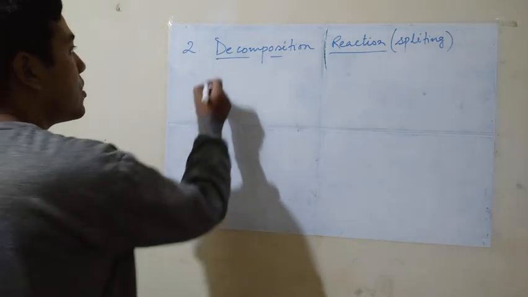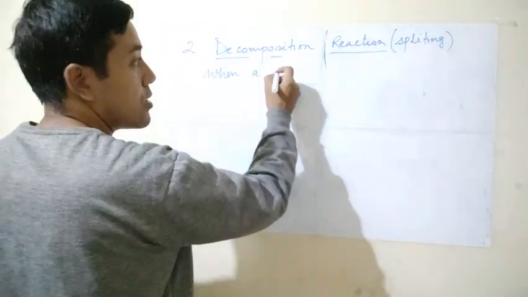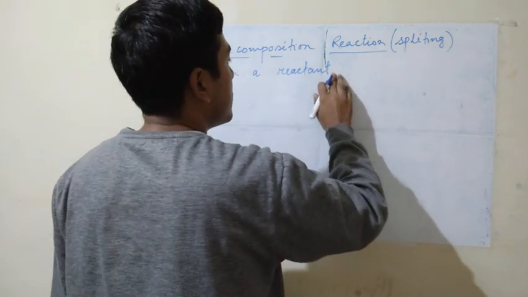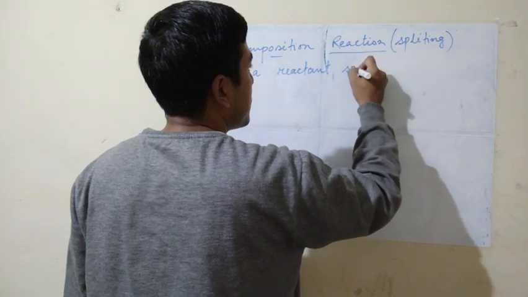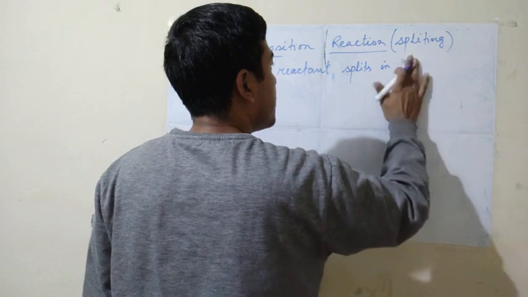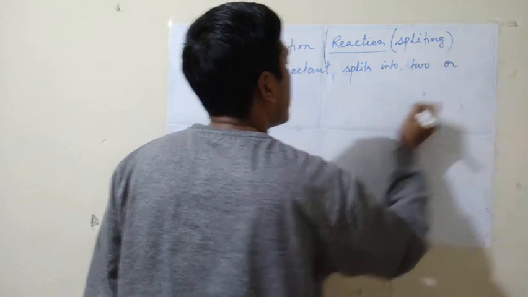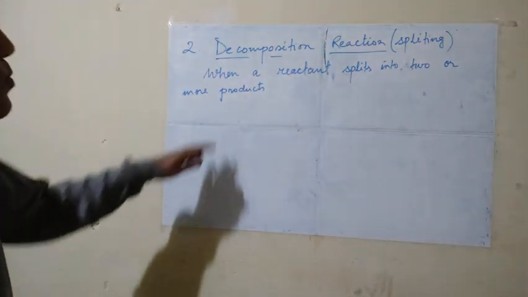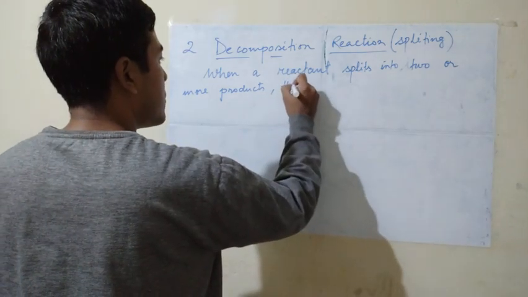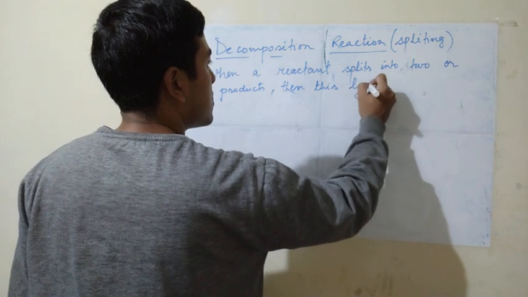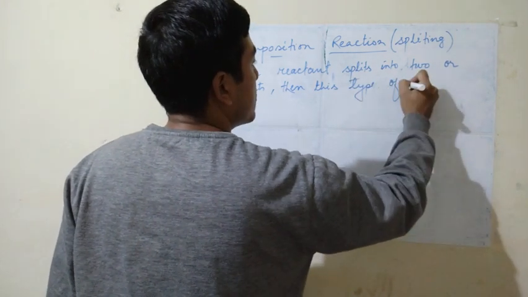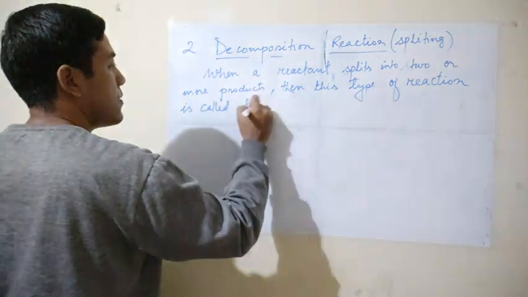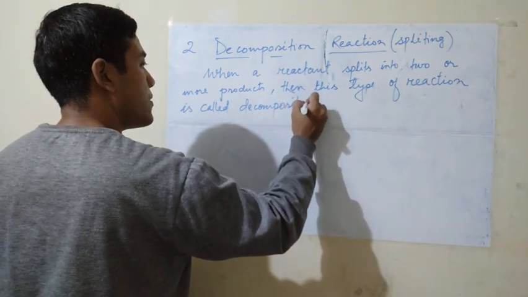What is a decomposition reaction? When a reactant splits into two or more products, then this type of reaction is called a decomposition reaction.